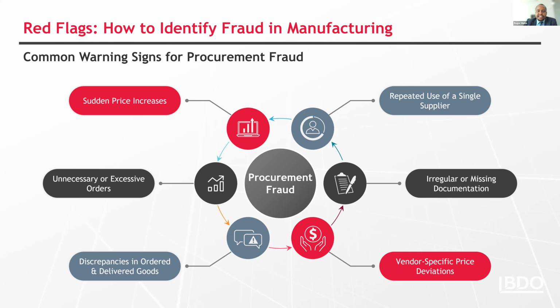The other one is discrepancies between ordered and delivered goods. It's usually very essential to cross-check invoices with the actual deliveries, and this should be done regularly, on an ongoing basis. Because if there's a pattern of receiving fewer goods than are ordered, but being billed for the full amount, it could indicate that someone is pocketing the difference. And the last one under procurement is vendor-specific price deviations.